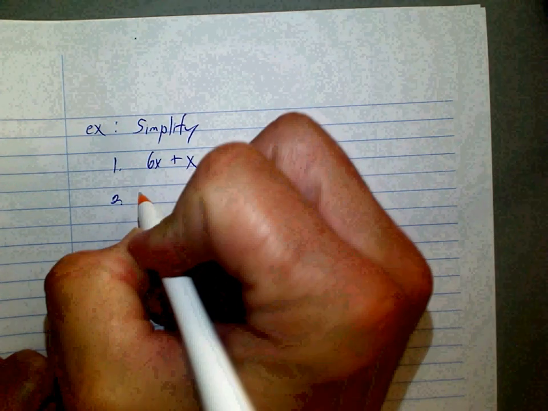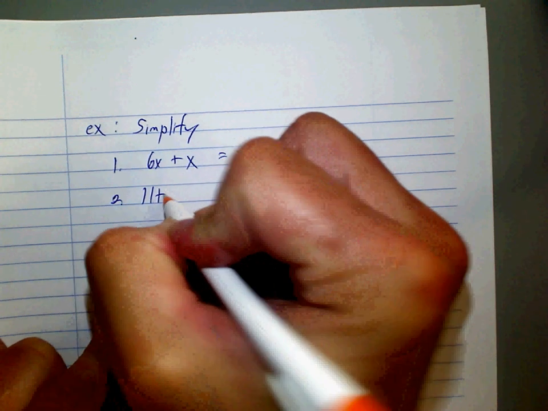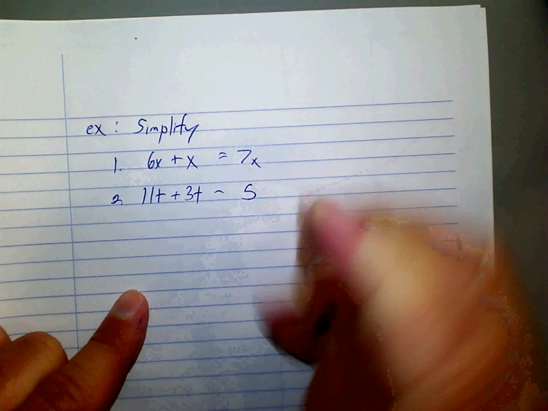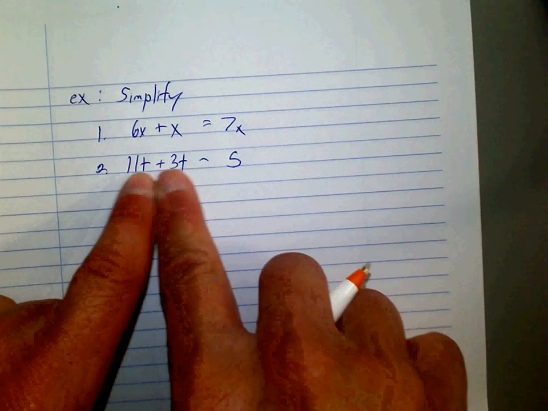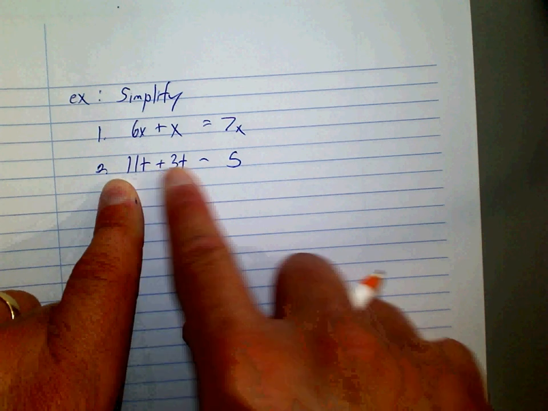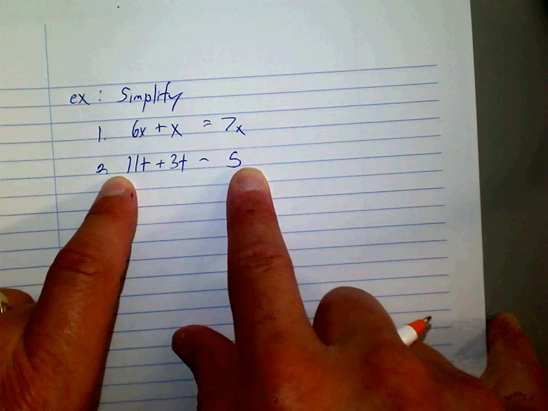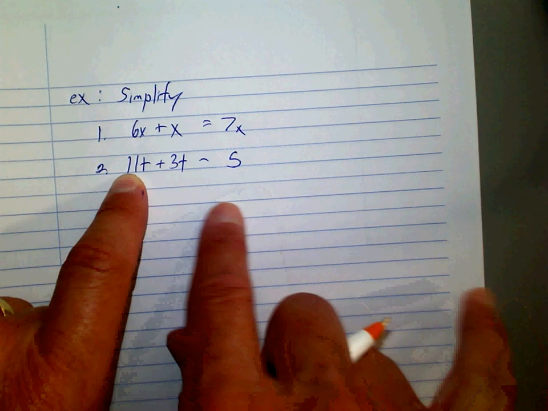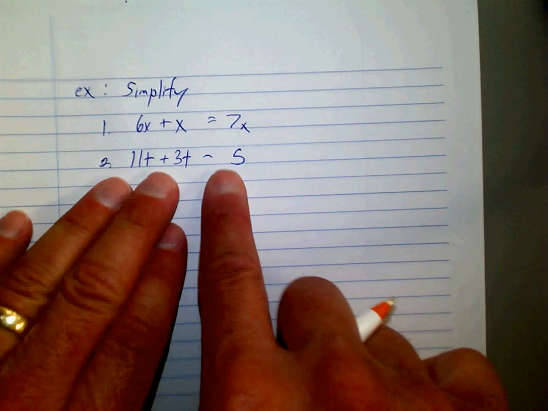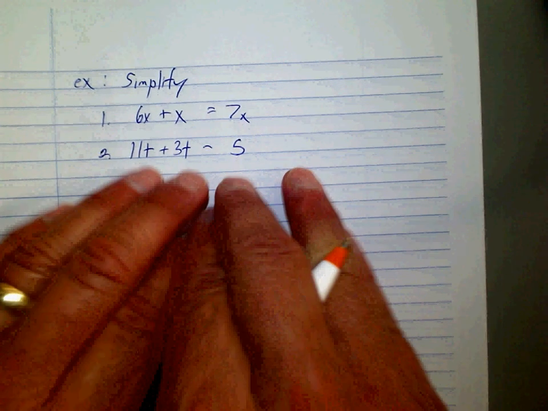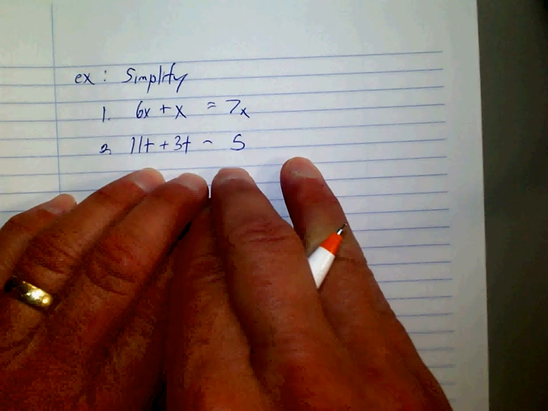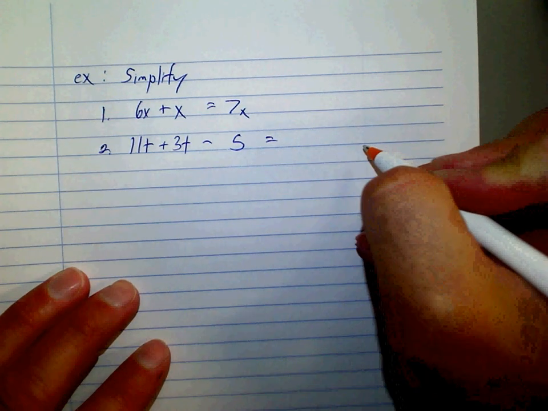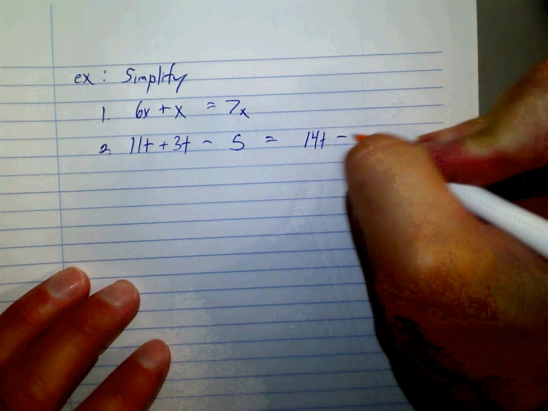What if we had 11t plus 3t minus 5? 3 terms. Are any of the 3 like? Yeah, there's some that are like. It's the 2 t's. So if I was to simplify this, all I could do to simplify it is combine the like terms that are there. What would that give us? 14t minus 5. Very good.